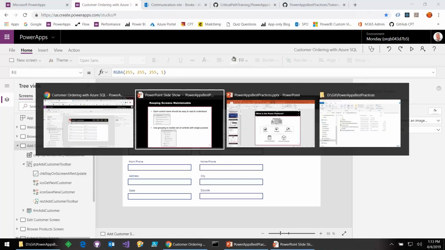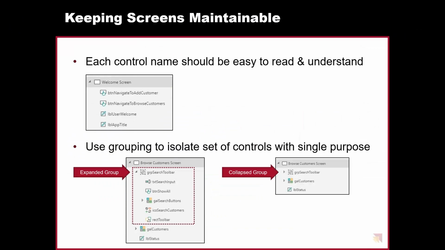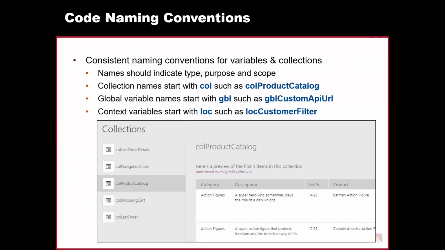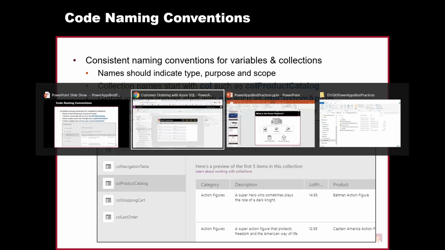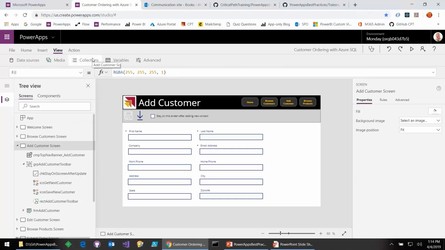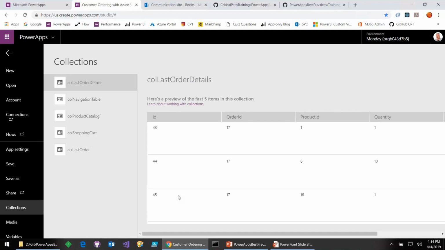Okay, now the next thing we're going to look at is naming conventions for the type of variables and collections that you're creating. Now, collections are very big. The idea of a collection is you create something at app scope, so they're global across screens, and it holds a table with records. So we're going to start naming ours col. As an example, if I go back here into our app and look at collections, you can see all the different collections that we have.